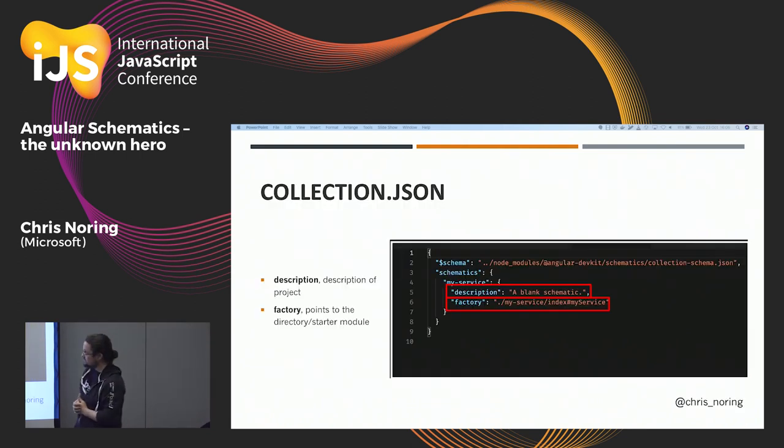Having a look at collection JSON, as I said, this is like a configuration and a manifest file. It has two interesting properties. One is description. You can type whatever you want in there. The other one is simply saying, what is the entry point? If you don't want to call that thing index file and myService function, you can call that something else. So you can alter that after the fact.